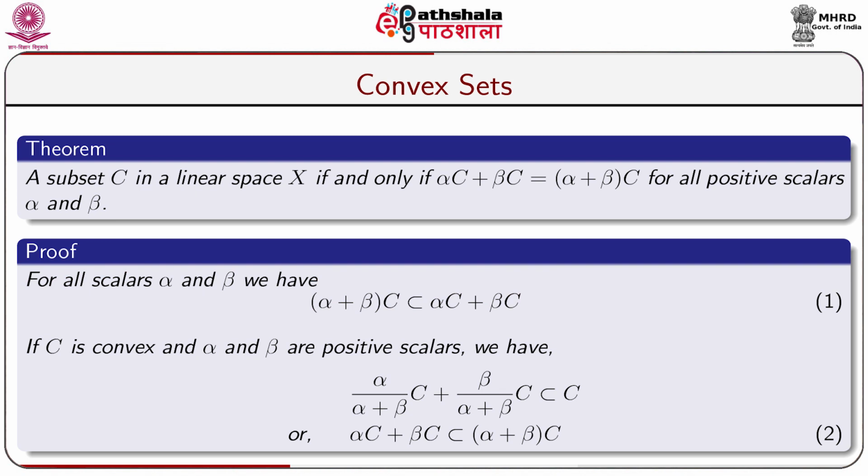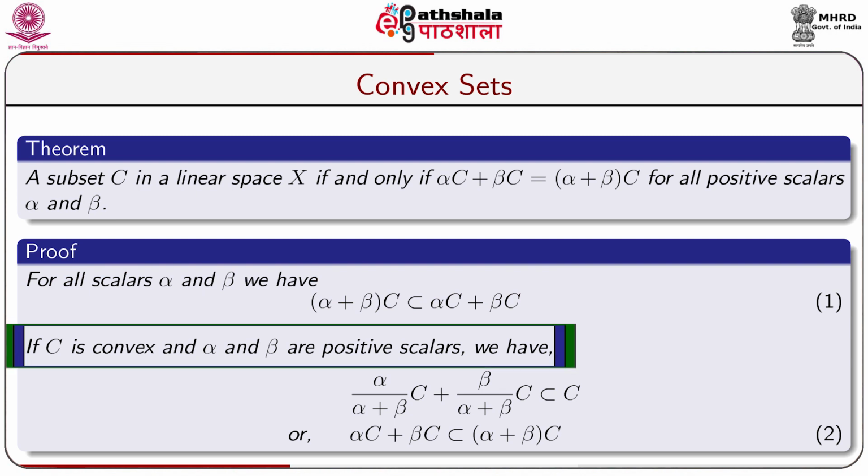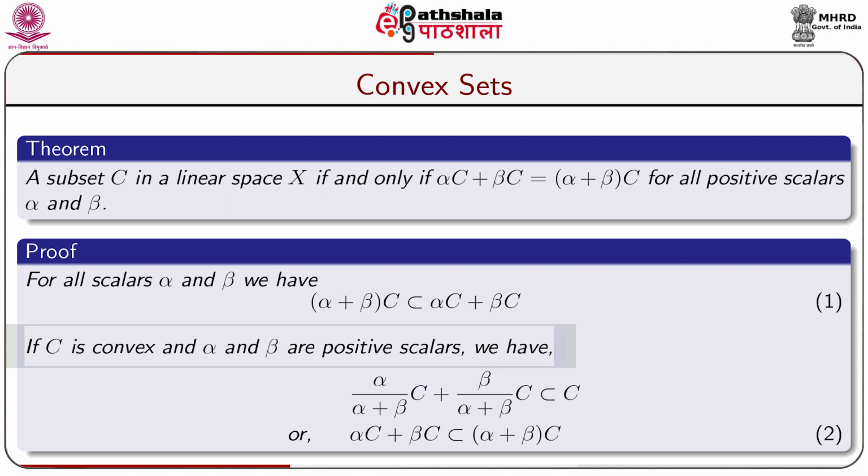This is known as equation number 1. If capital C is convex and alpha and beta are positive scalars, we have alpha by alpha plus beta C plus beta by alpha plus beta C is a subset of C, because alpha by alpha plus beta plus beta by alpha plus beta is equal to 1.